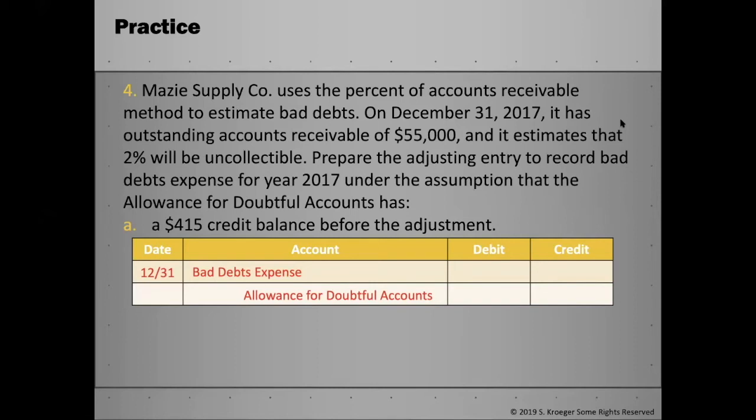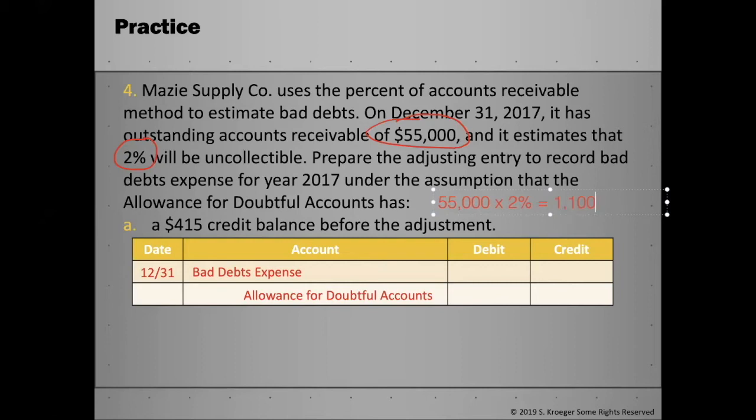Now, to come up with the amount, it's the percent of receivables. We start off the same way we did percent of sales, but we'll use percent of receivables. It's the percent we think will be uncollectible times the amount in the account. In this case, it would be the accounts receivable account. We're going to do 2% of 55,000. 55,000 times 2% equals 1,100.